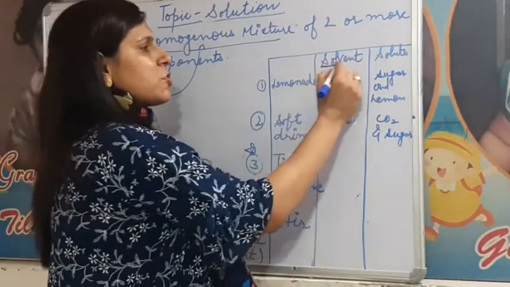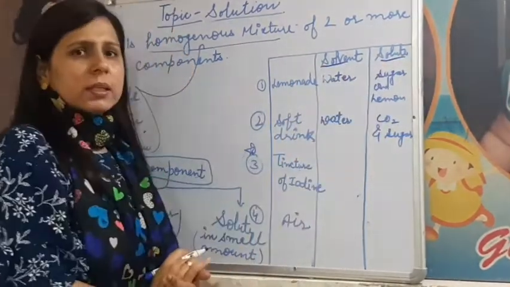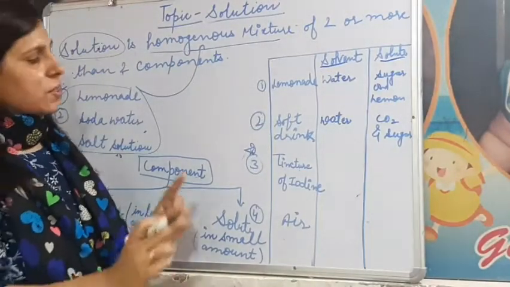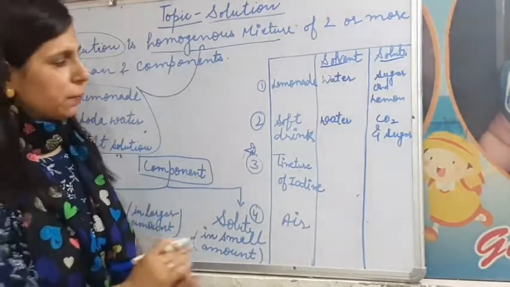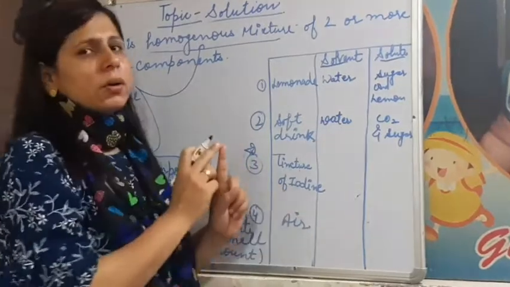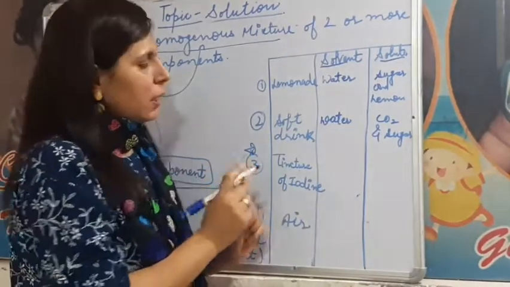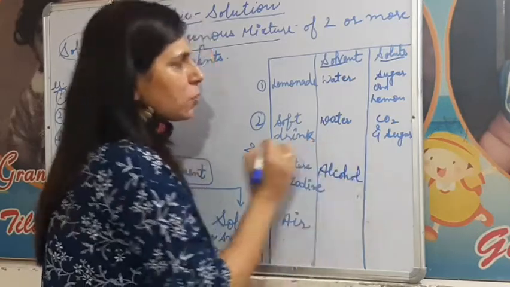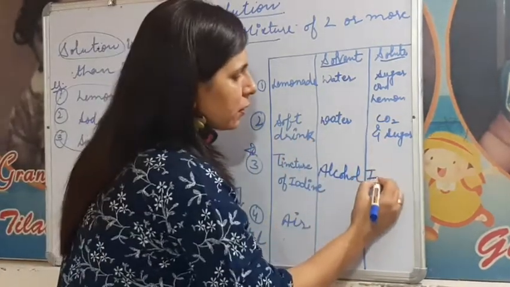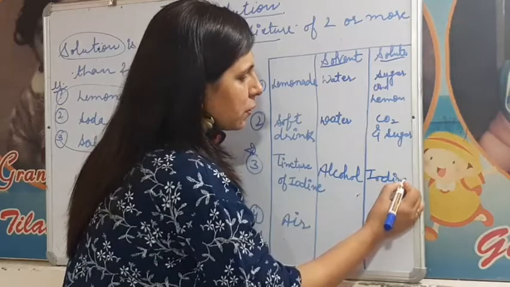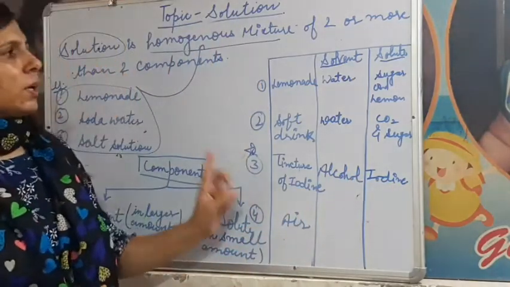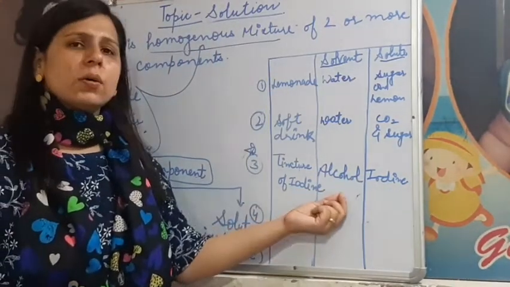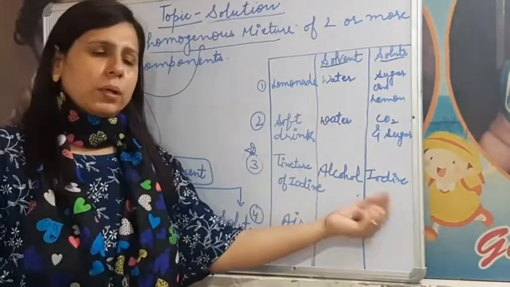Third one is tincture of iodine. Tincture of iodine is a medicine used as an antiseptic on wounds. It is a mixing of alcohol and iodine. Here alcohol is the medium, so it will become the solvent, and iodine is the solute. So this tincture of iodine has solvent, that is alcohol, and solute, that is iodine.